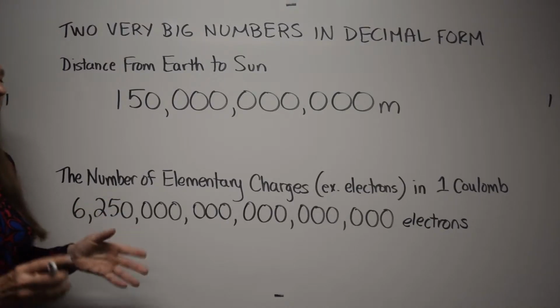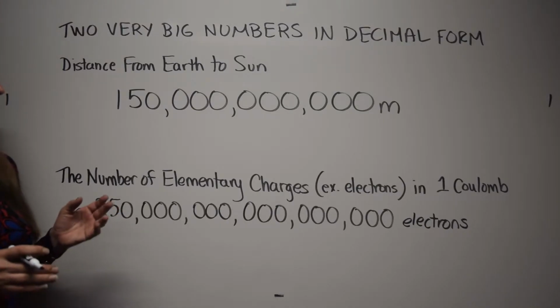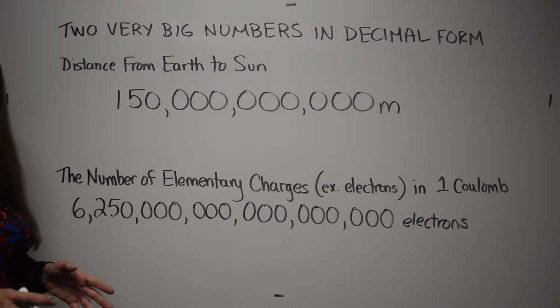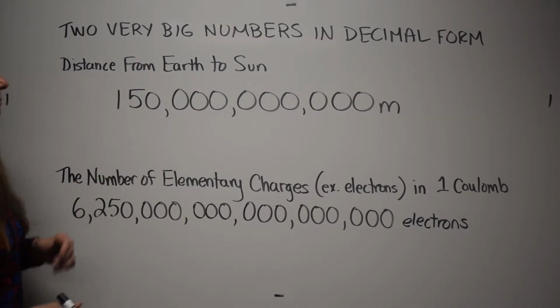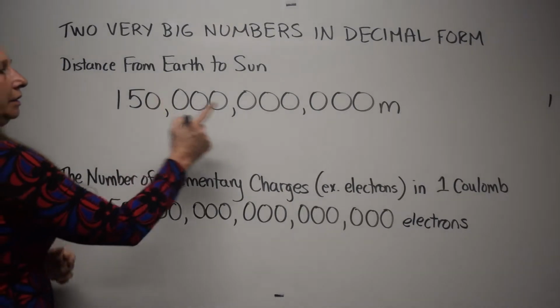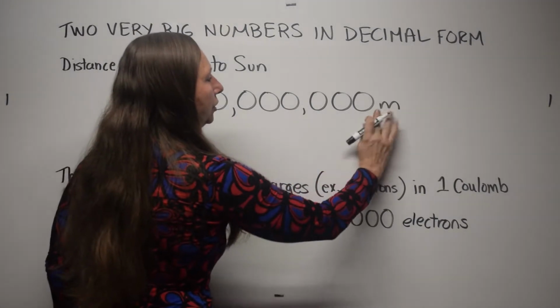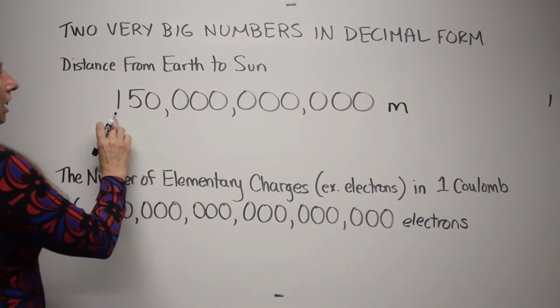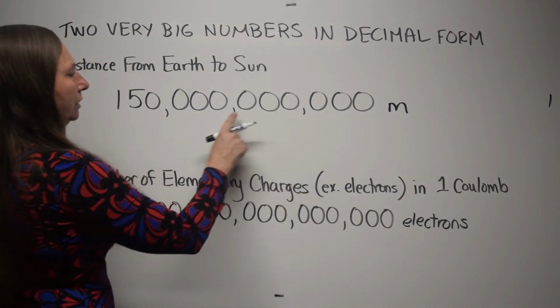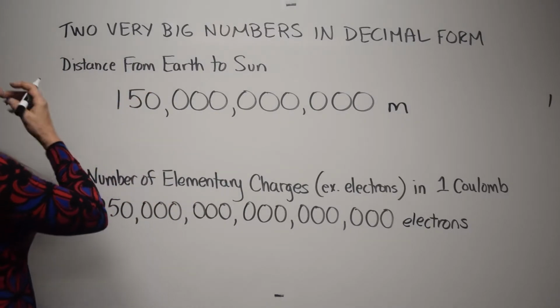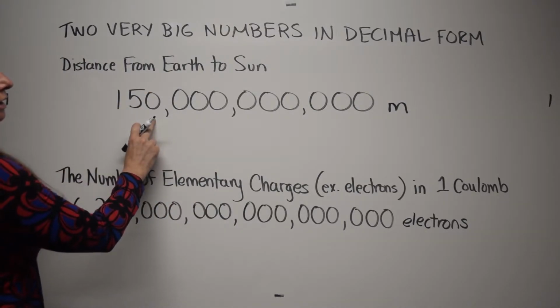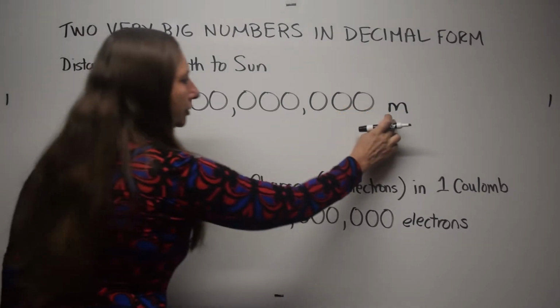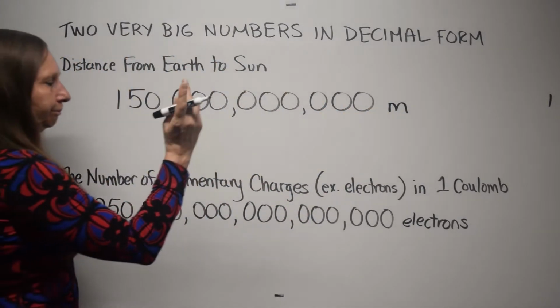Well, we'd like to convert these numbers to scientific notation because there's too many zeros. We don't want to be writing all these zeros. So there would be an implied decimal. This is the unit meters. So it's 150, let's see, 1,000, million, billion. Okay, so it's 150 billion meters from the Earth to the Sun.